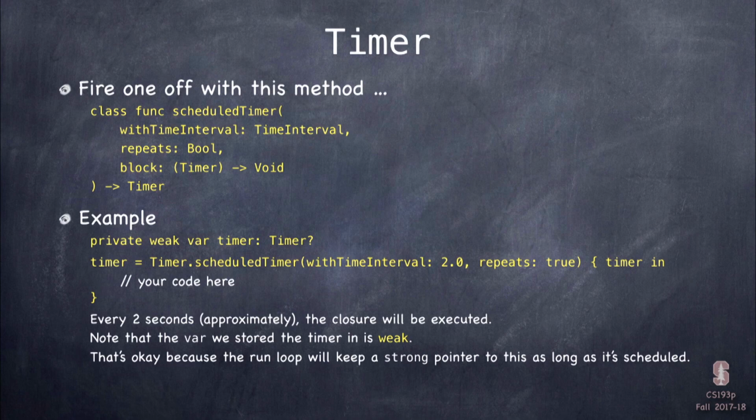Now, why did I make that weak? I made it weak because as soon as that timer stops running, either because it wasn't a repeating timer or because someone stopped it from repeating, then no one else will have a strong pointer to it. So if I don't have a strong pointer to it, what will happen to this timer var? It gets set to nil, which is great. So this timer var will automatically get set to nil as soon as this timer is stopped, which is a really nice feature. So I can always tell whether the timer is running by whether that thing is nil or not. So it's kind of a cool feature.